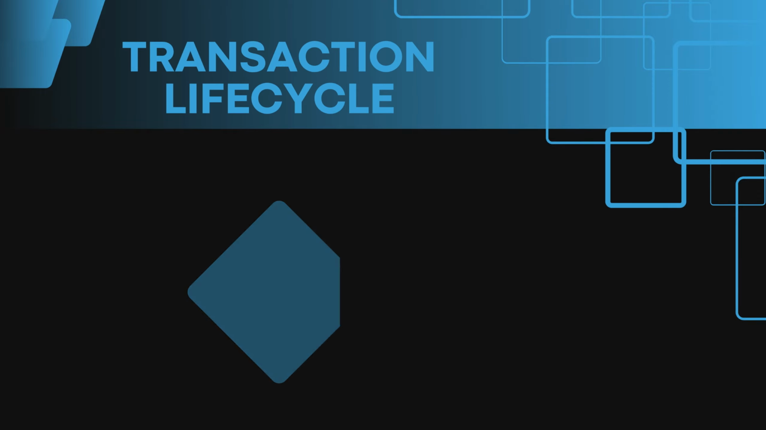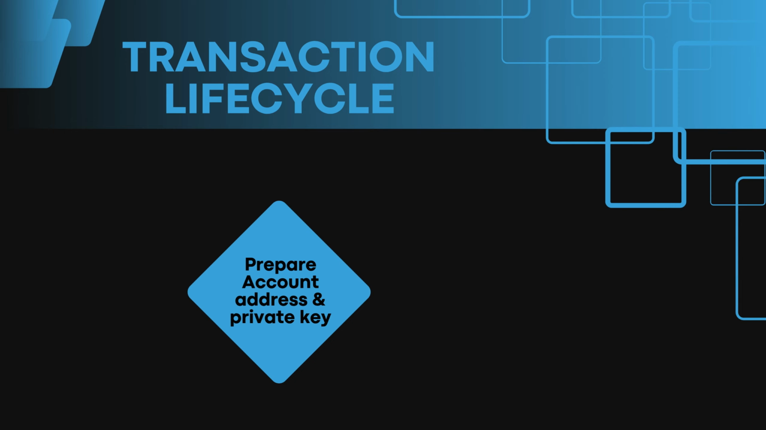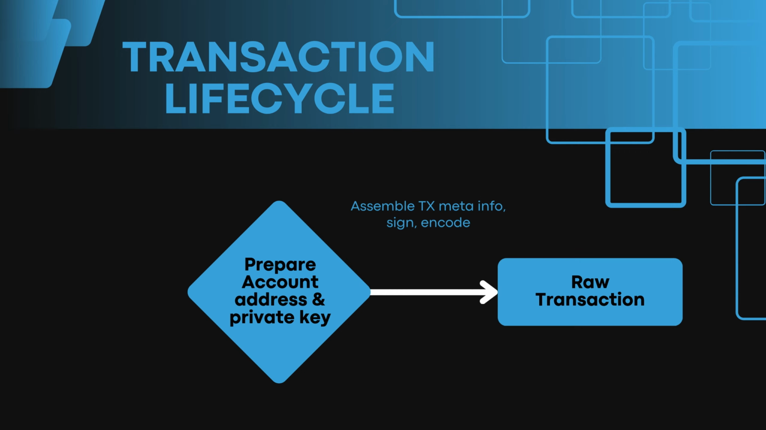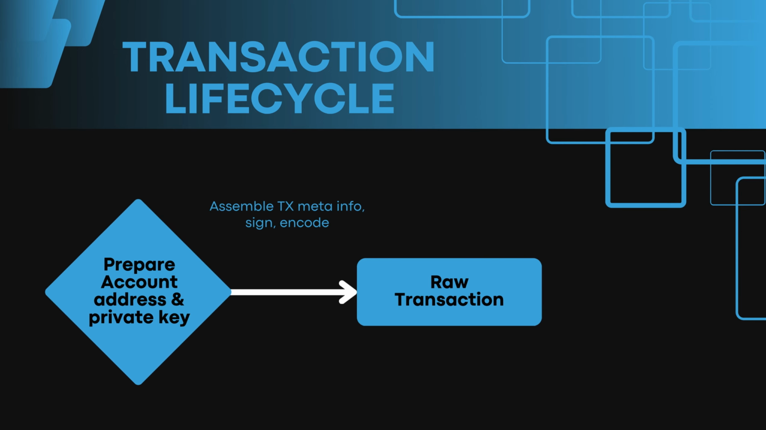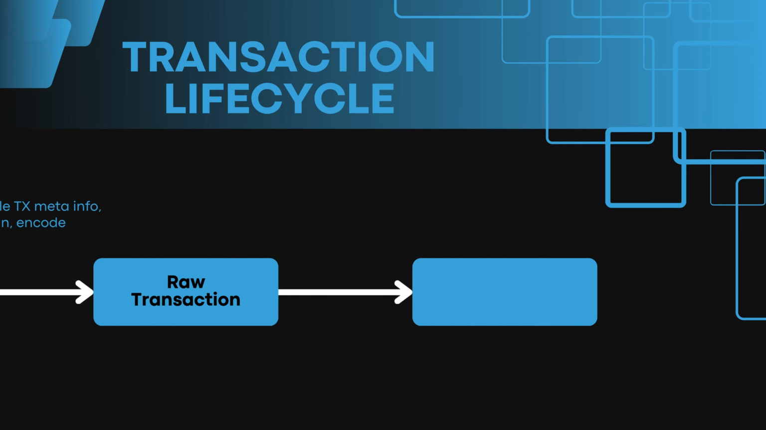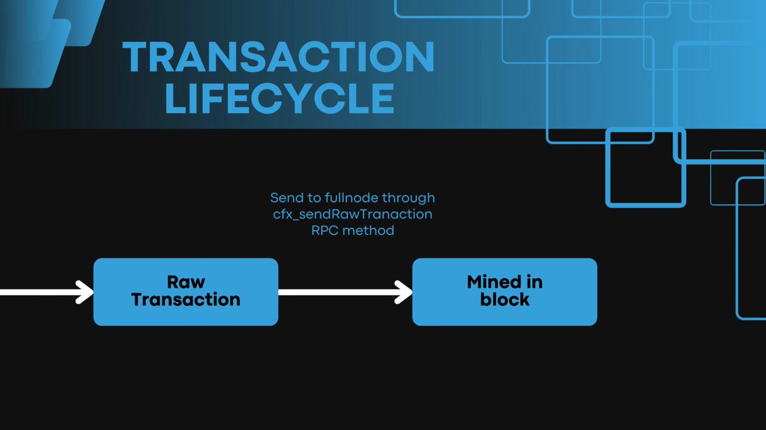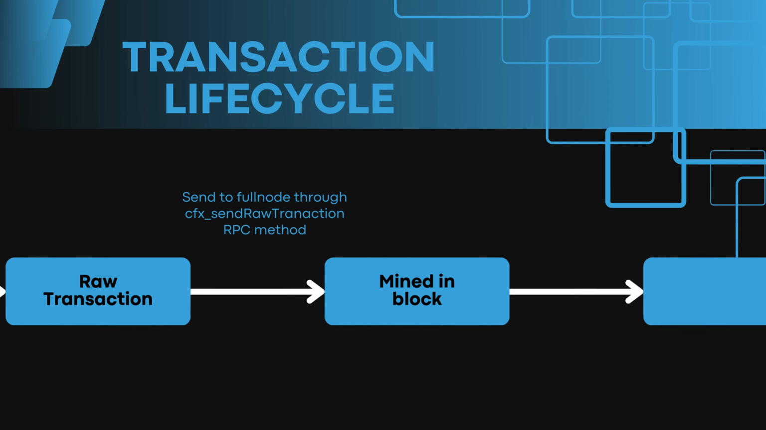Once you have all the information ready and the transaction is signed, here's how it actually moves through the Conflux network. So once your transaction is created, it needs to be signed with your private key. After signing, it's encoded into a hex string known as the raw transaction. This hex string is what you actually broadcast to a Conflux node. You send your signed transaction to a Conflux node, usually using an RPC method or through WebSocket. The node checks if your transaction is valid. If it is, it shares it with the rest of the network and gives you back a transaction hash so you can track its progress.